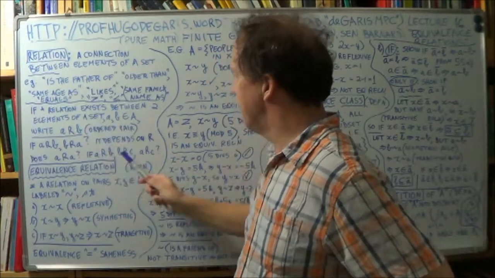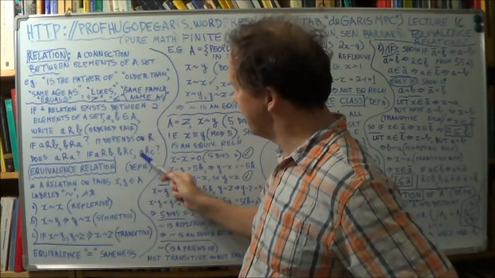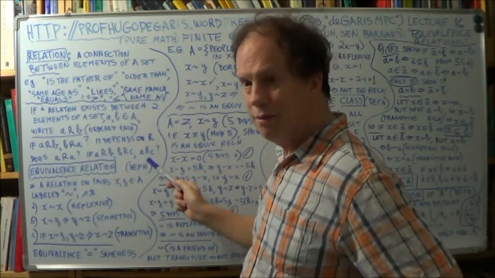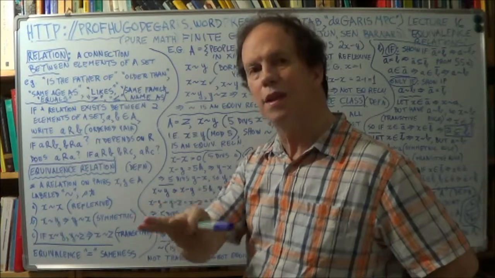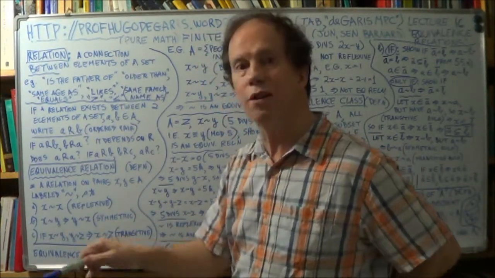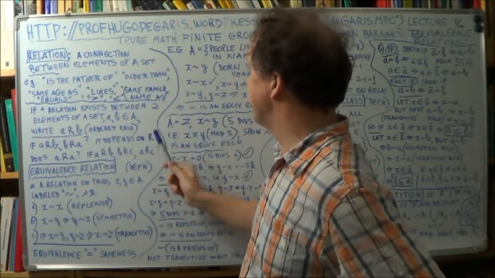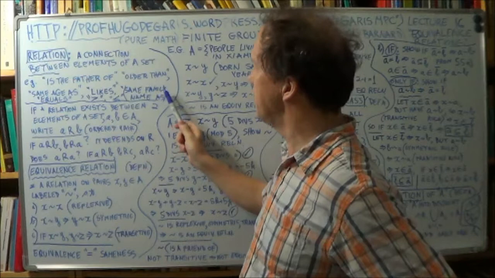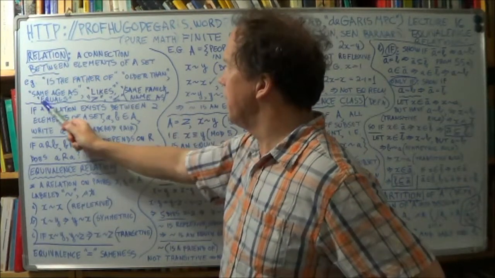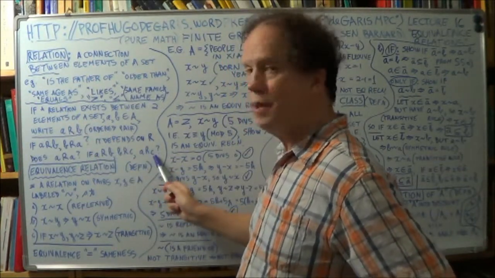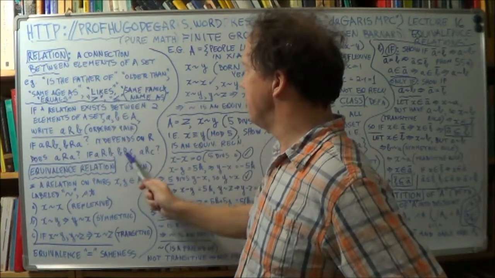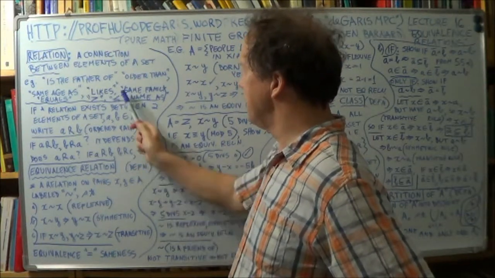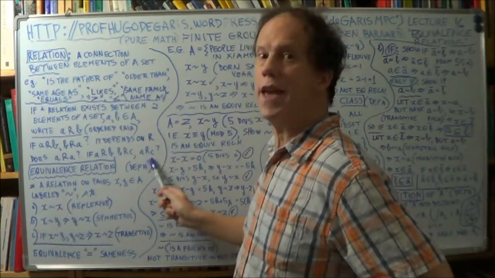If A is the same age as B and B is the same age as C, is A the same age as C? Yes. If A likes B and B likes C, does A like C? Not necessarily. You can have two pairs of friends where A likes B and B likes C, but A and C may have nothing in common. Right? So, no. If A has the same family name as B and B has the same family name as C, does A have the same family name as C? Yes. Okay? If A equals B and B equals C, does A equal C? Yes. If A is greater than B and B is greater than C, is A greater than C? Yes. If A is less or equal to B and B is less or equal to C, is A less or equal to C? Yes.